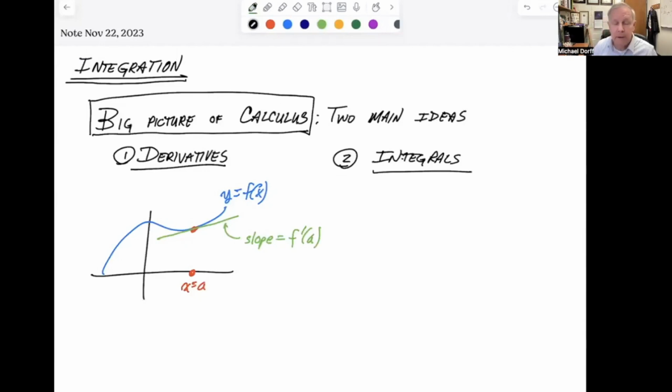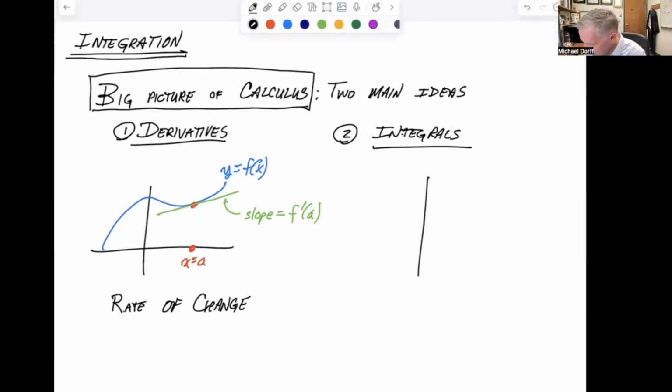More importantly, when we get into applications, we really think of the derivative as the rate of change. And that allows us to apply calculus and derivatives to lots of examples in science, technology, engineering, and mathematics. Now we're going to begin talking about integrals, the second main idea of calculus.